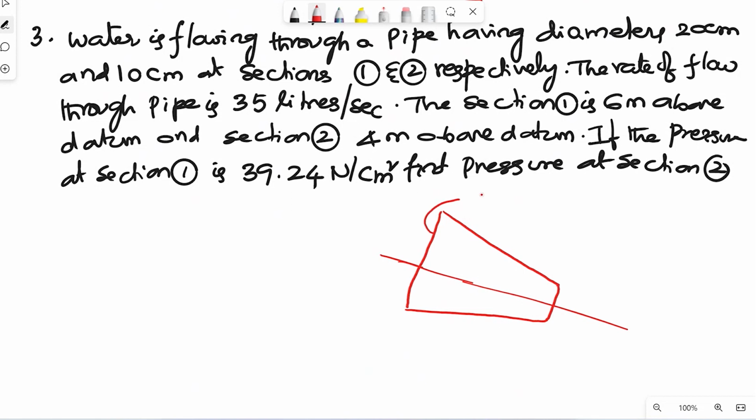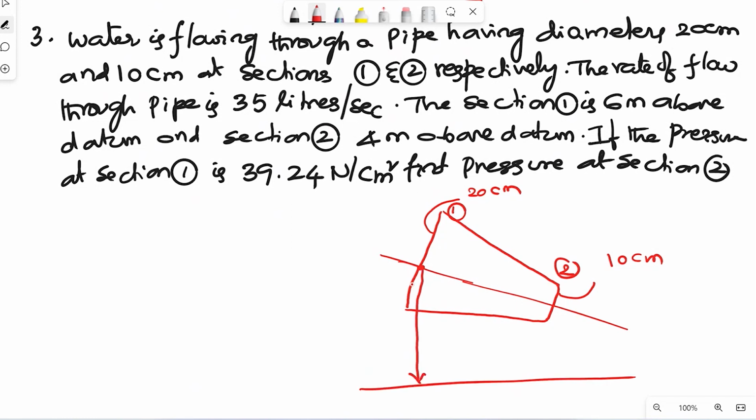So at the first section it is 20 centimeters, and at this second section it is 10 centimeters, right? Now this I call section 1, and this section 2. Now if I draw a reference line, this datum line is 6 meters, this is 4 meters. So first we should see whether the pipe is horizontal or inclined, whether the pipe is of the same diameter, or some tapering is there, diameters are changing. These are all the things you first need to understand from the problem.